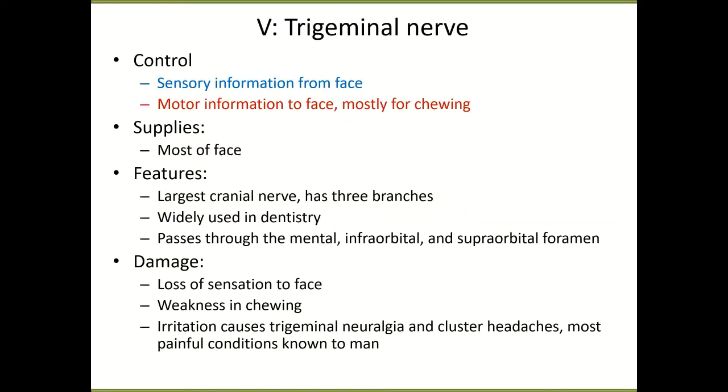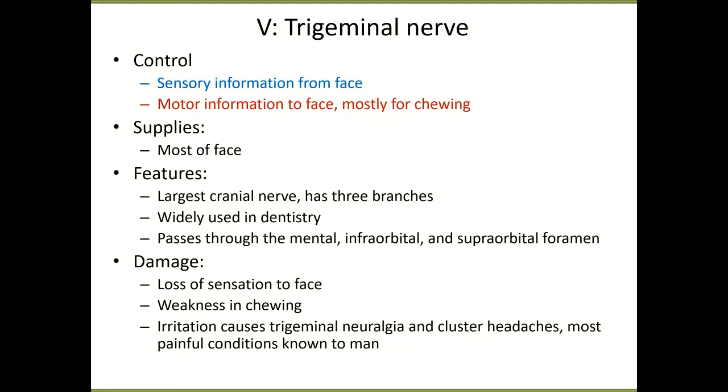So this guy is the major nerve that supplies sensory information from the face. One thing to keep in mind here is it supplies sensory information mostly from the center of the face. From the sides of the face, we have another nerve, the facial nerve, number 7, that's going to supply a lot of the side. Trigeminal nerve focuses around the center.